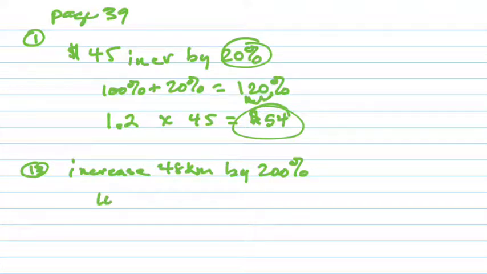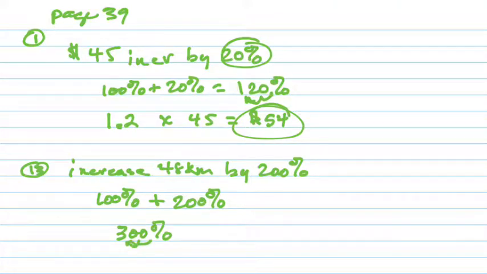So, start off with 100%. We're doing an increase, so that's add. The amount we're increasing is 200%, so that gives us 300% as our total amount at the end. Yes? Then change that to a decimal. That's just 3. So 3 times 48. Somebody? Thank you very much. And kilometers. Boom, you're done. Some days are easy.